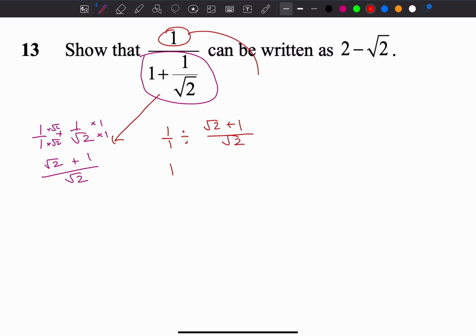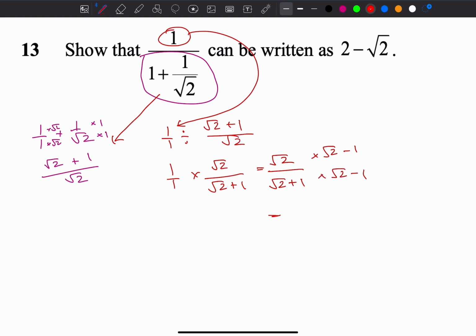Then what do we have here? We got 1 over 1 divided by whatever this is, root 2 plus 1 over root 2. So 1 over 1 times root 2 over root 2 plus 1, because you do divide changes into times and then the second fraction swaps. Multiply it. Root 2 over root 2 plus 1. Rationalize it, times it by root 2 minus 1, times it by root 2 minus 1. That will give you root 4 minus root 2 over root 4 minus root 2 plus root 2 minus 1.